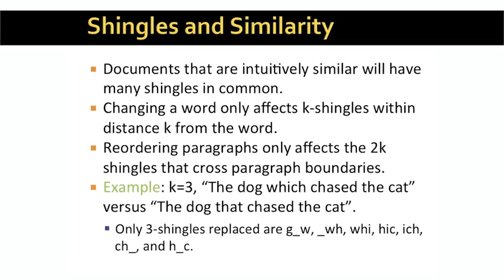For example, suppose we use k equals 3 and we change the word "which" in the sentence to "that". The only shingles that can be affected are the ones that begin at most 2 characters before "which" and end at most 2 characters after "which". These are G-blank-W, blank-W-H, and so on up to H-blank-C, a total of 7 shingles. These are replaced by 6 different shingles, G-blank-T, blank-T-H, and so on up to T-blank-C. However, all shingles other than these remain the same in the 2 sentences.